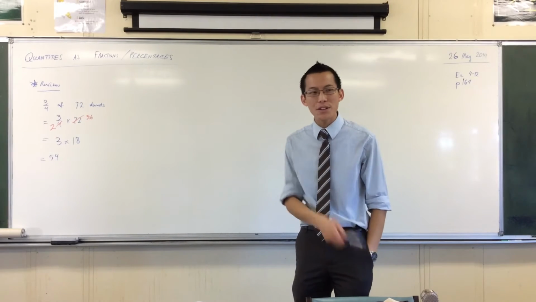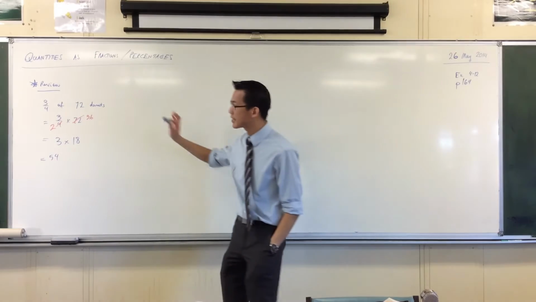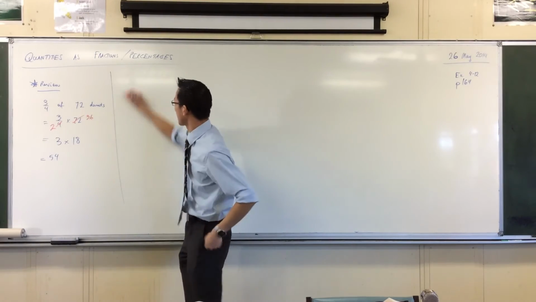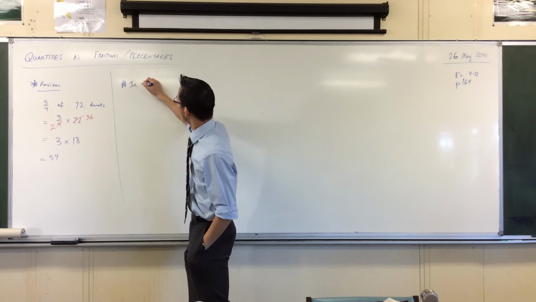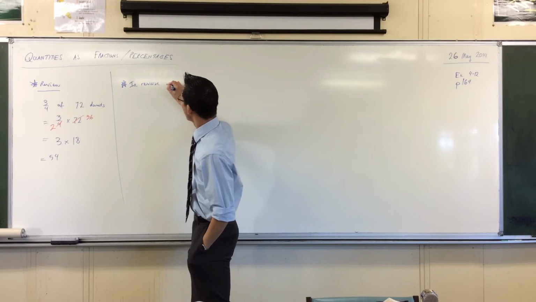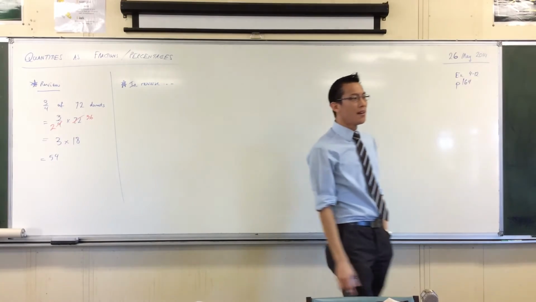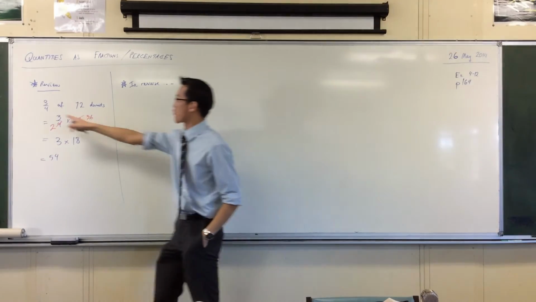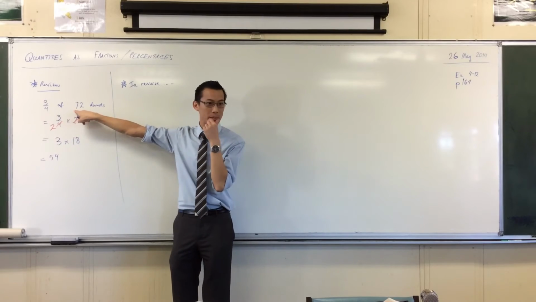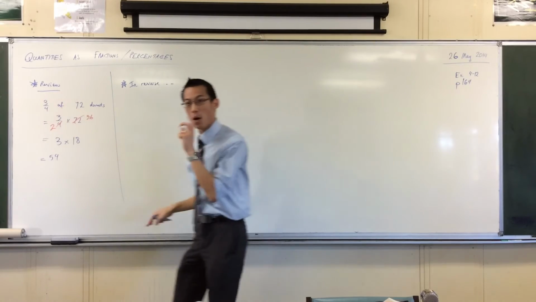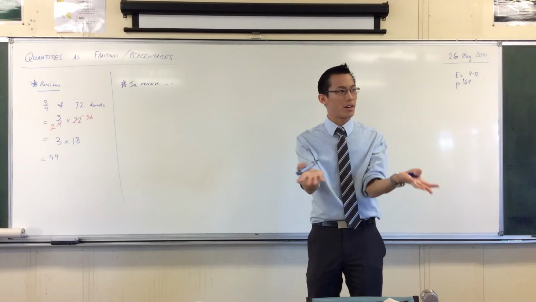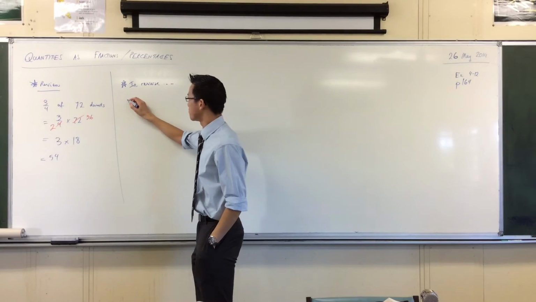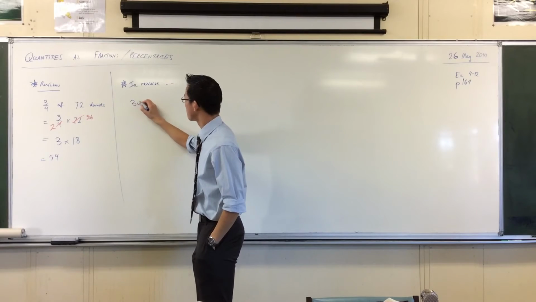Now, what we're going to do now is the same idea, but in reverse. So instead of being given a fraction and a total quantity, what we're going to do is have 2 quantities and work out the fraction. Okay, example. Let's do 30.